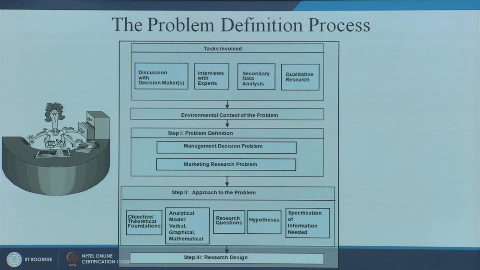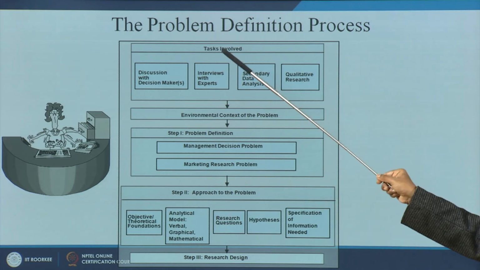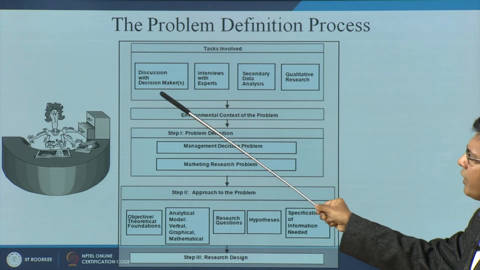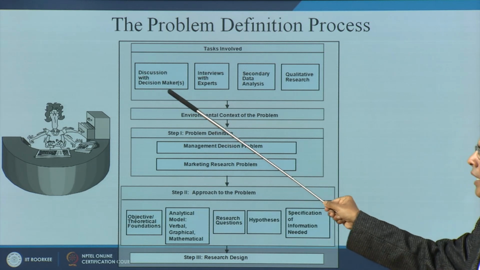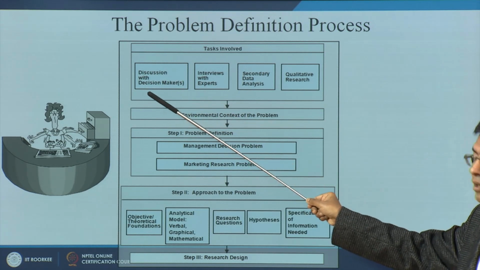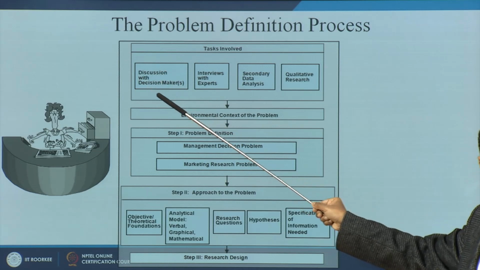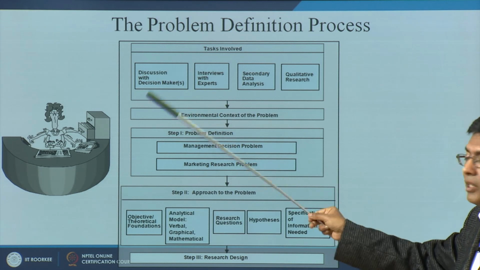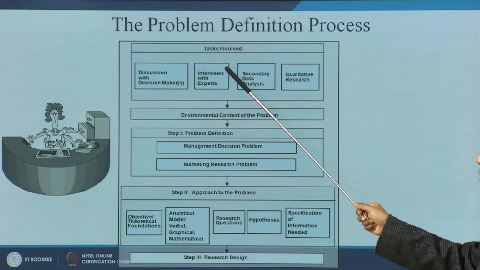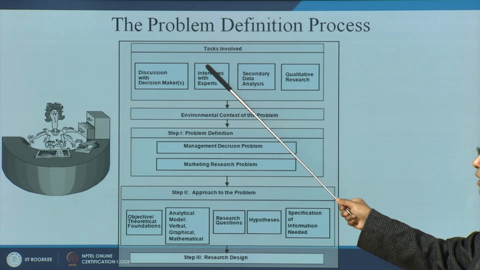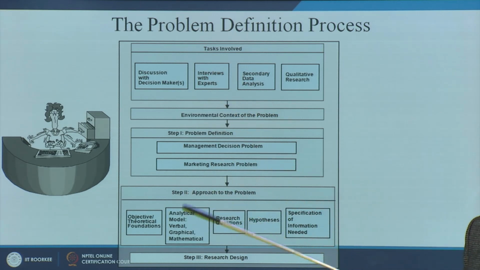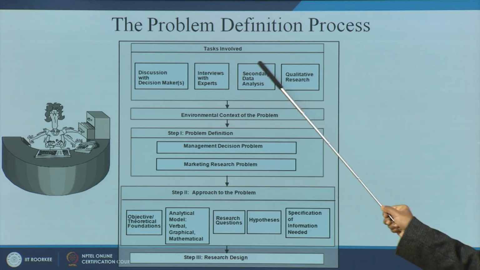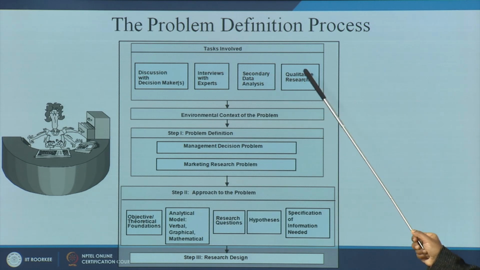Now, this is the entire problem definition process, if it is clear. So, what are the tasks involved? Discussion with the decision makers. Now, for example, if you are a manager, it is a different thing. If you are a student, then you have to discuss with your guide, your supervisor, right. What am I going to do? What is the decision that is required? Then the tasks involved are maybe interviews with experts, primary data collection or maybe secondary data collection, right. Then analyzing the data, or doing some kind of qualitative research, for example.